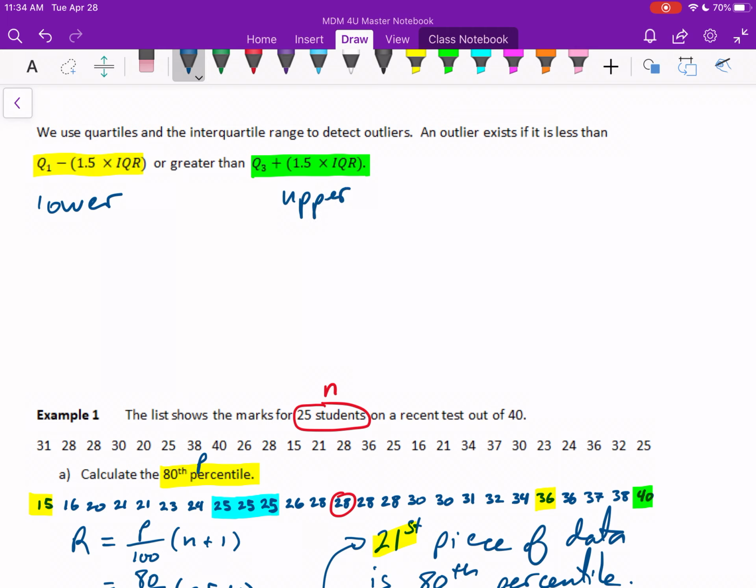Again, these are numbers that are at the extremes. We have the lower extreme and the upper extreme, so we have to have a slight variation on the formula for each one of these.